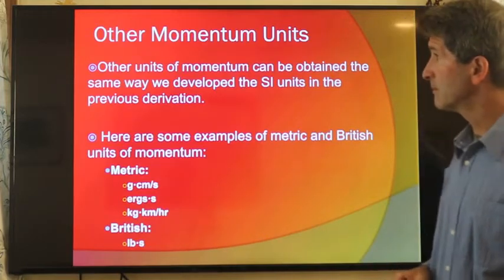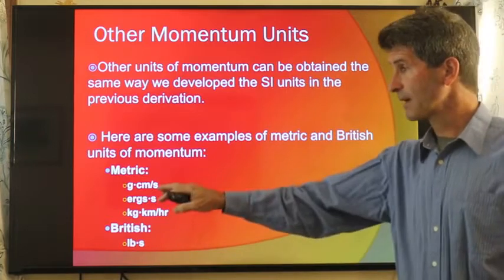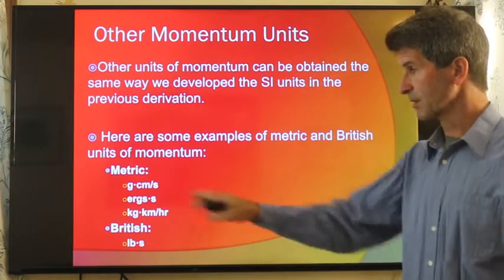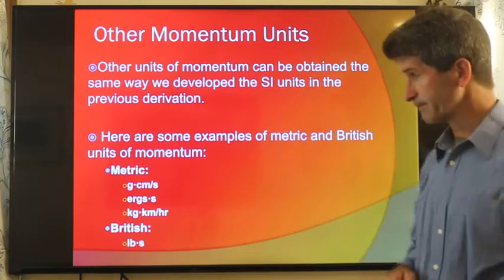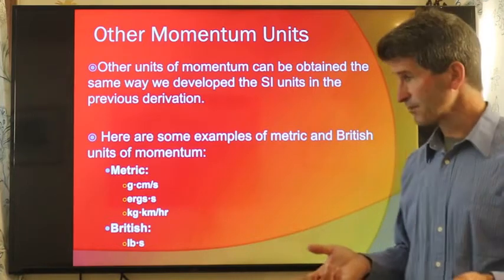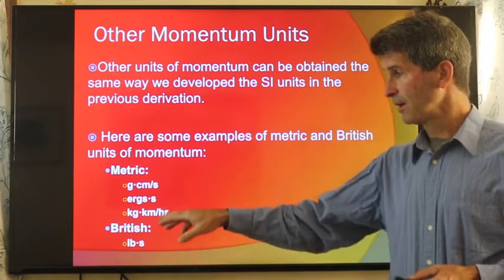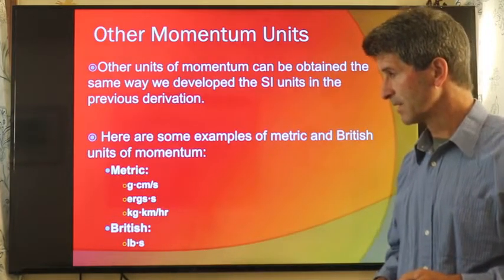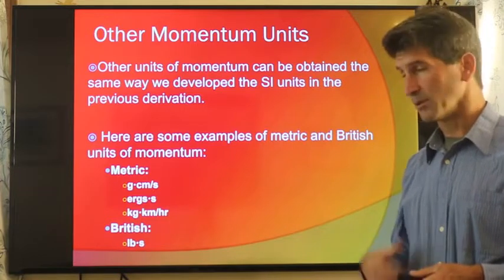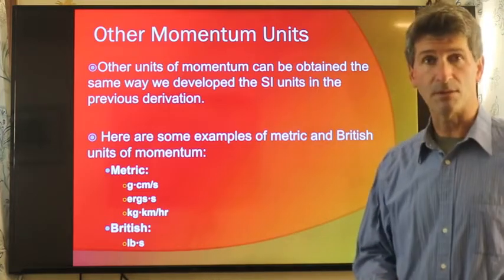Other momentum units. In the CGS system, we have grams centimeters per second, or erg times seconds. Ergs are, as you might guess, force. Kilograms times kilometers per hour is really kind of sketchy as a unit because it combines hours with other metric units, where we normally have seconds in there someplace. And then the British units, of course, are pound seconds.